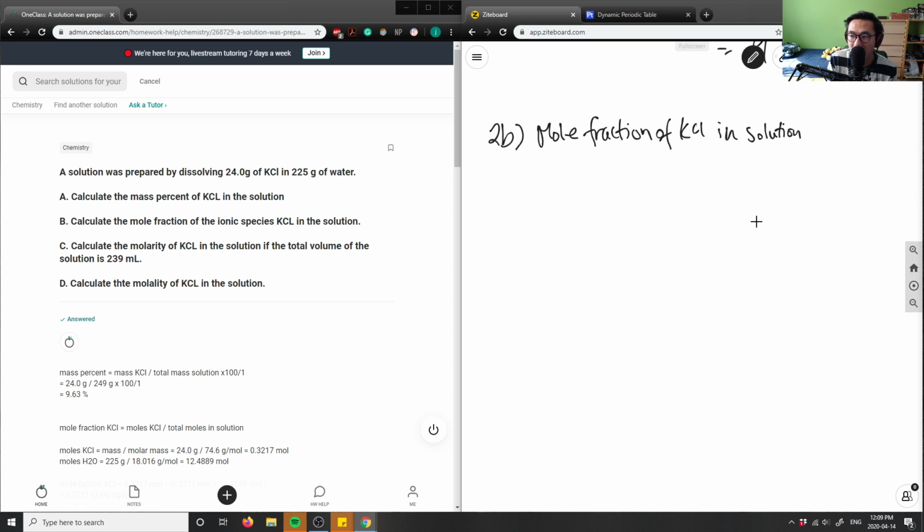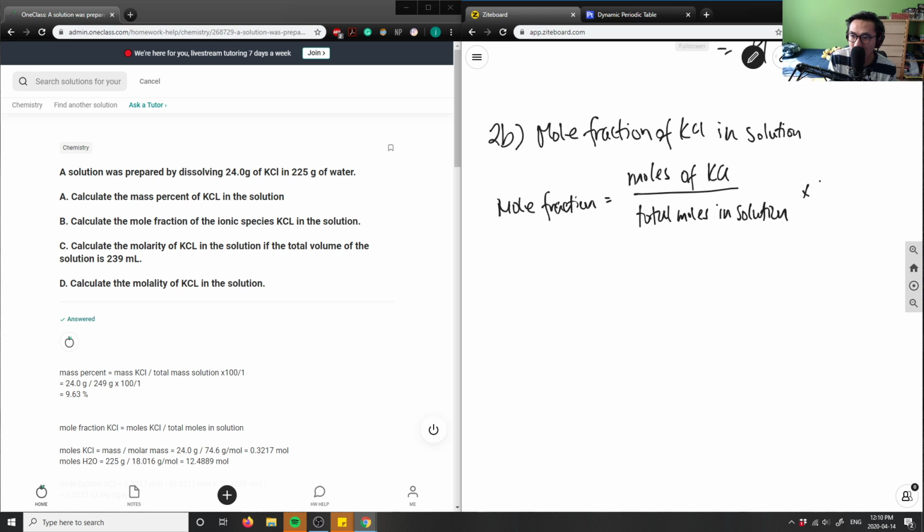So again, I can say that mole fraction would equal the moles of KCl divided by total moles in solution, right? Actually, no, it's not a percent, sorry, it's just a fraction, so we don't have to multiply that by 100%.